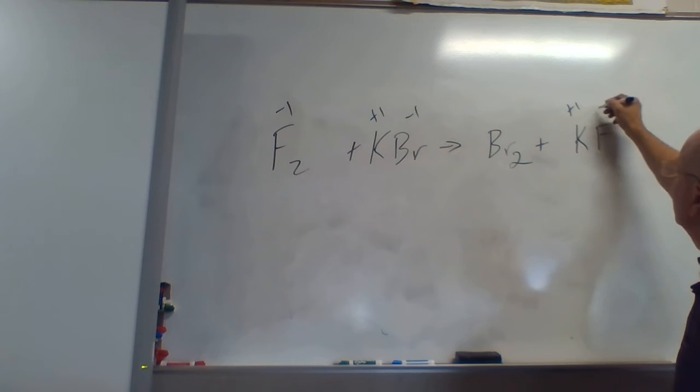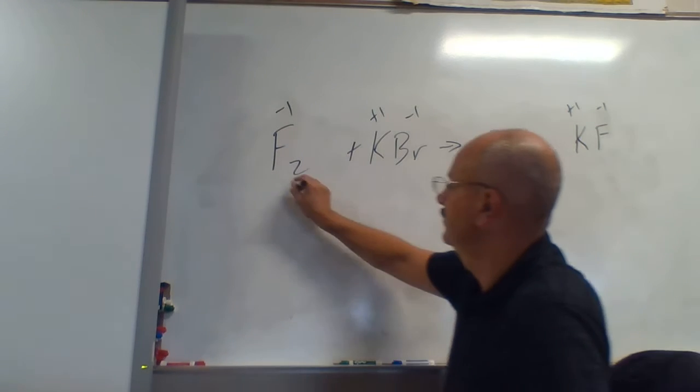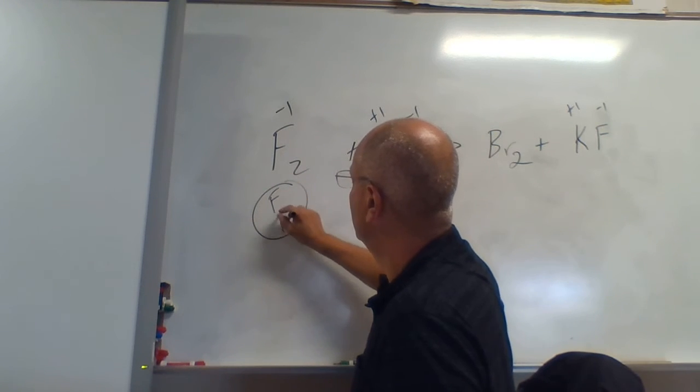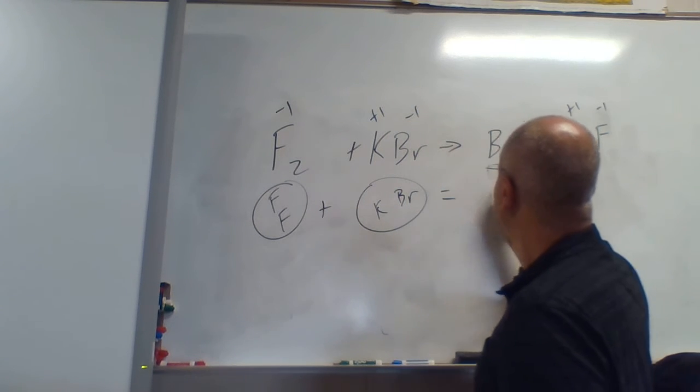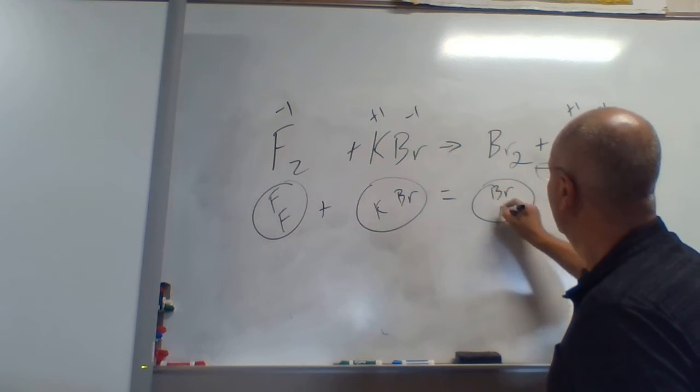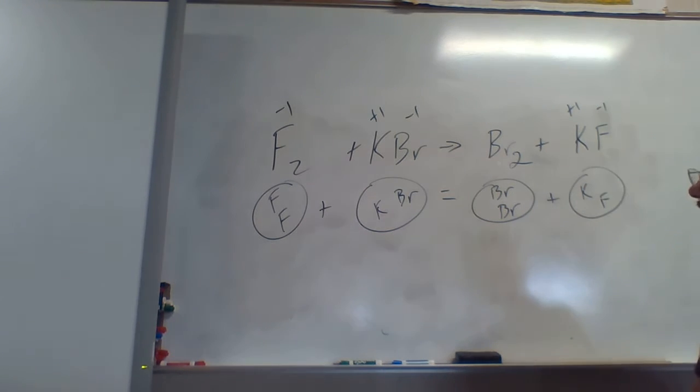And then we got K is +1, F is -1, so that's our formula for that. Now we just got to balance it. So in here I got 2 F's plus I got a K and a Br. That's equal to a Br and a Br plus I got a K and an F.